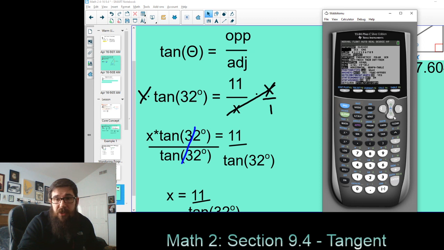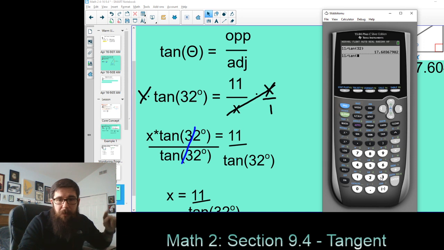Now, I'm going to show you what would happen if you were in the wrong mode. I'm intentionally going to change it back to radian. And if I type the exact same thing, 11 divided by, remember tangent's right here next to the division sign, one up and to the left, 32.